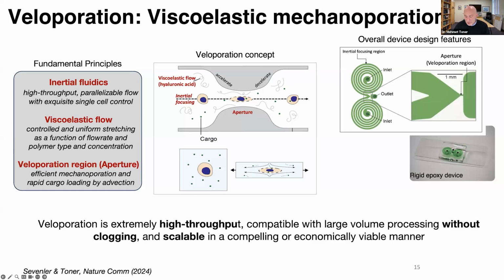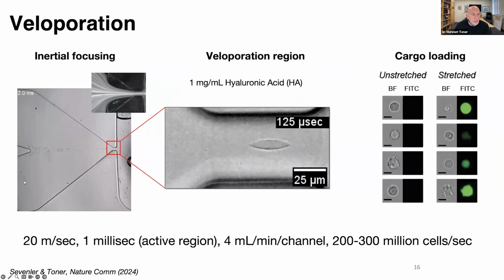And here you see the actual chip. And here you see the cells inertially focused coming to the active region, as I call it here. They spend only 1 millisecond there, stretch like this, which porates the cell membrane, and it bounces back. And the amazing thing is the particles are moving at 20 meters per second. They're moving fast. And only 1 millisecond in the active region, 4 ml per minute per channel, 200 to 300 million cells per second processing. We can process at 10 to the 7 cells per ml, almost tissue density.